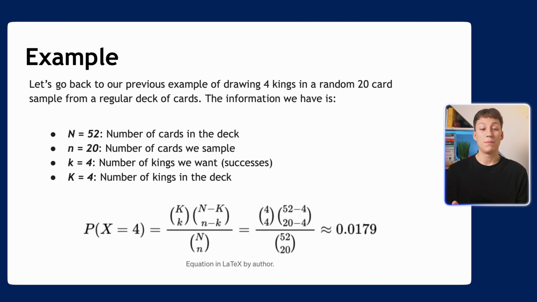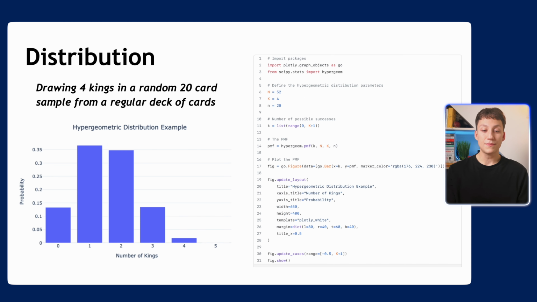But I hope this problem makes sense to you. Again, it's pretty simple to understand. It's just understanding the problem we have and then framing it and understanding what each value in your problem is. And then it's simply substituting that information back into the PMF that we showed in the previous slide. We can also have a distribution. So instead of drawing 4 kings, we can show what's the probability of 0, 1, 2, 3, 4 kings in that sample, and we can construct a distribution.